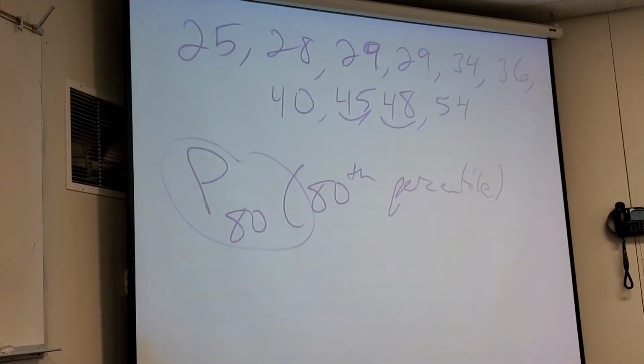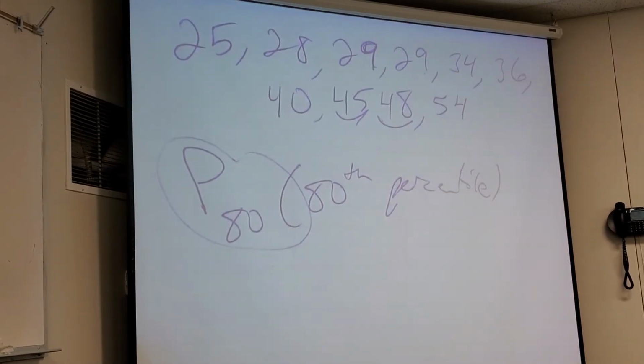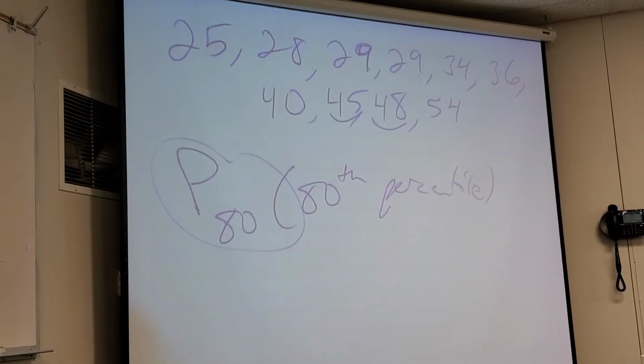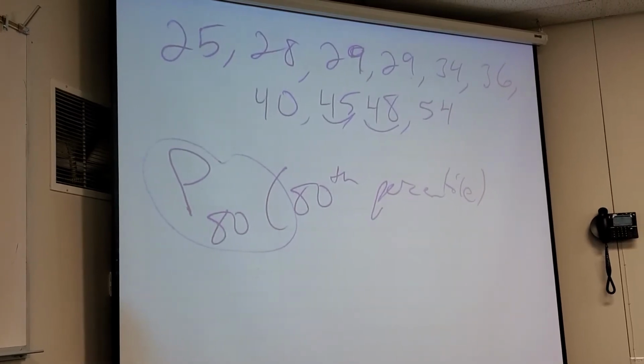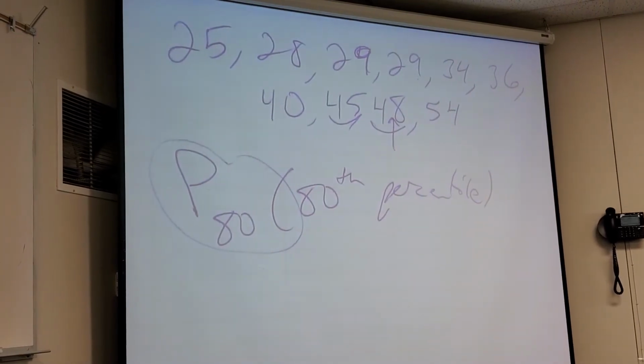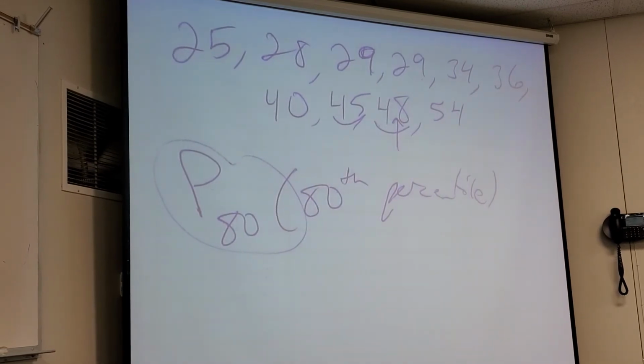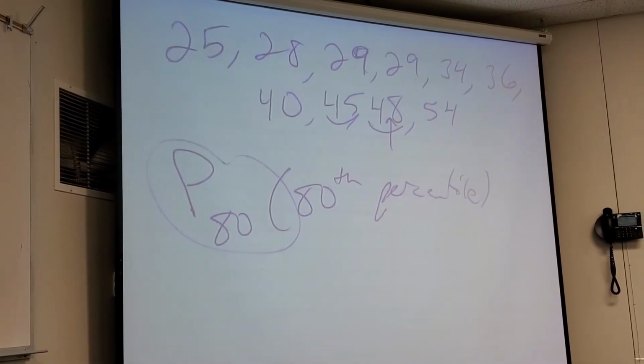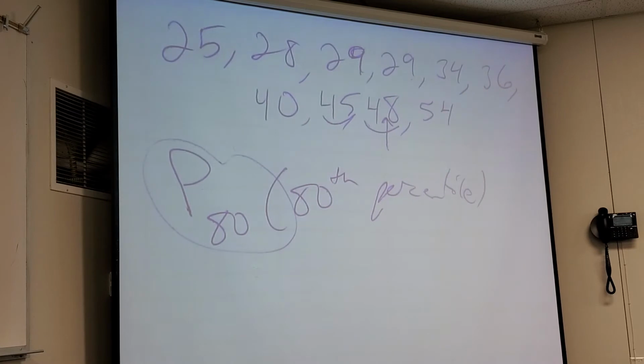Yes. Maybe because the 29's duplicates. Don't worry about the duplicates. Okay. So why would it be 48? What percentage is supposed to be below the answer? If it's in the 80th percentile, they're supposed to be 80% below it. Well, what's 80% of 10? 8. Which number has 8 data points below it? Right? But that's not even the right answer yet.